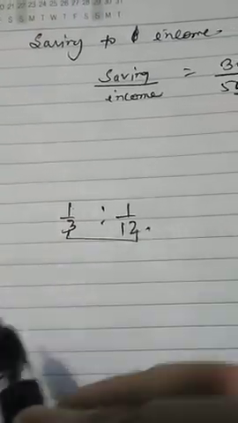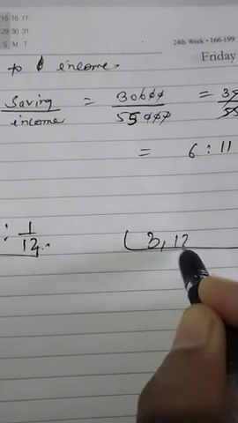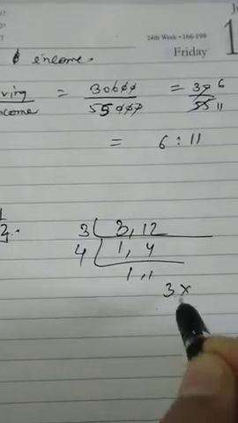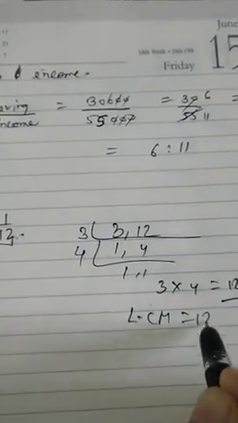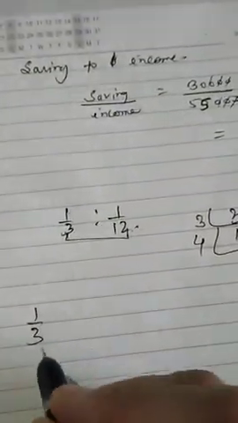How will you write it in simplest form? It is very simple and important. You have to pay attention here. Take the LCM of both denominators, 3 and 12. 3 times 1 is 3, 3 times 4 is 12. So the LCM is 12.